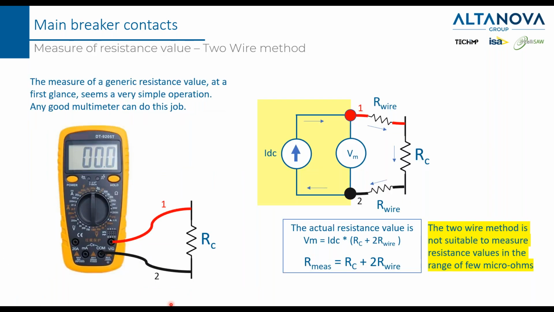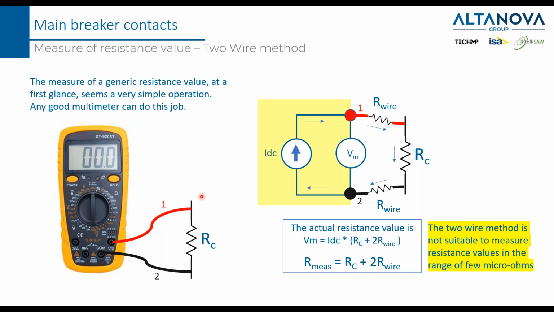How to measure a resistance? It seems a very easy job, because if you take a multimeter, a good multimeter can measure a resistance in a very fast and easy way. So you take 2 wires, you connect them to the multimeter, you select the function to measure resistances, and then you get a value. But this method is called the 2-wire method. The name is 2-wire because only 2 wires are used to measure this resistance.